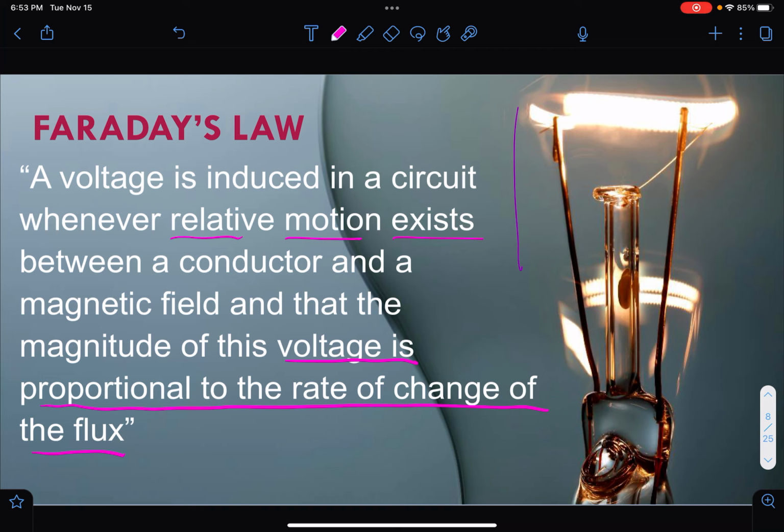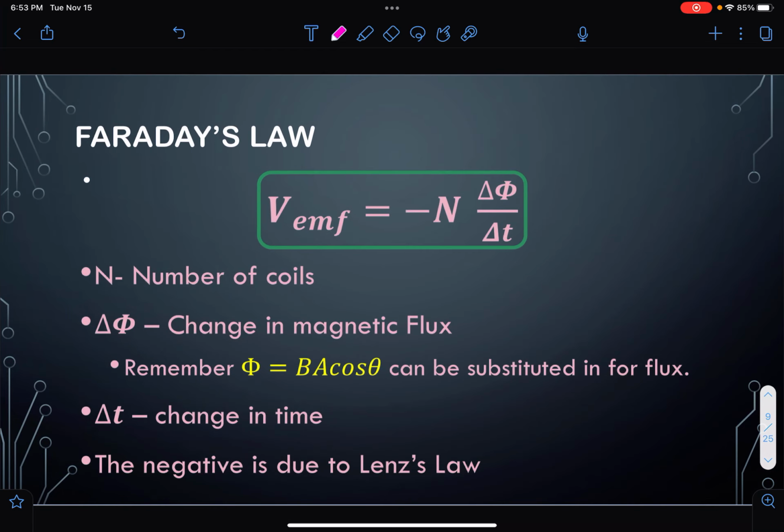Okay, so what that means is that our induced voltage, or EMF, that electromotive force, is equal to the change in flux over the change in time. So this here is the rate of change of flux. N is the number of coils. We're often just going to be using one loop, whether it's circular or rectangular. As I said, we're mostly going to be using one loop, but in cases of solenoids or different situations, we are going to actually count the number of coils, or it may be given.